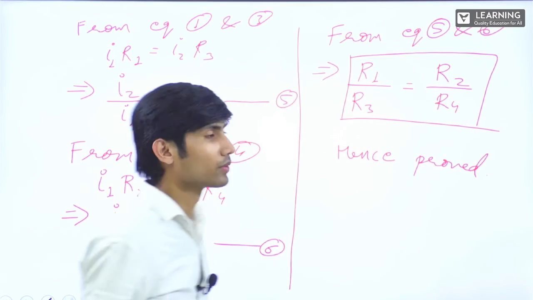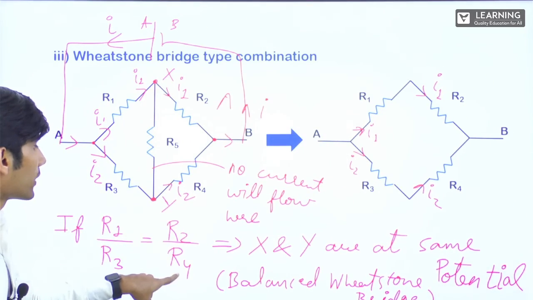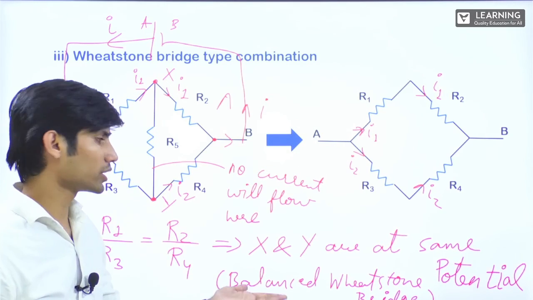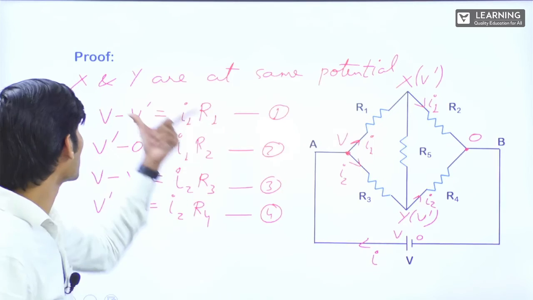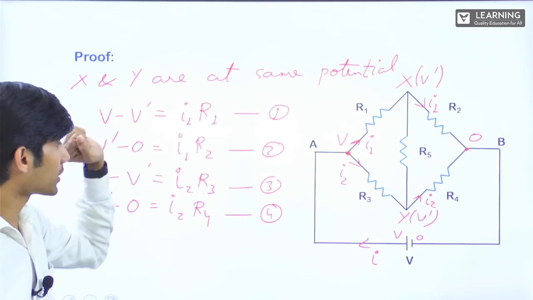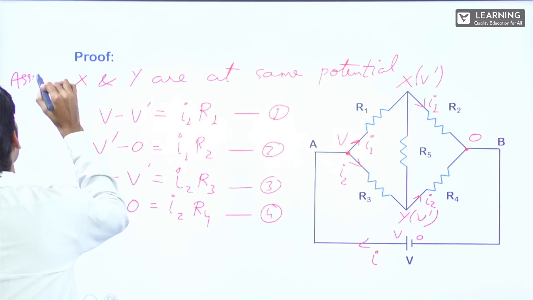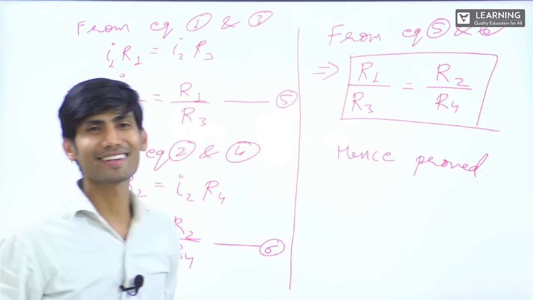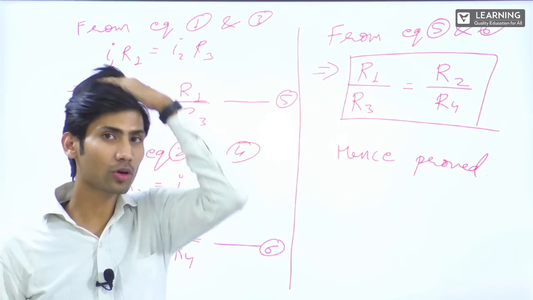Are you clear, yes or no? What I told you here: if R1 by R3 is equal to R2 by R4, X and Y are at same potential. And this is known as a balanced Wheatstone bridge. Now we have proved that taking X and Y at same potential, what we got is R1 by R3 is equal to R2 by R4. Clear? So I hope you got to know.